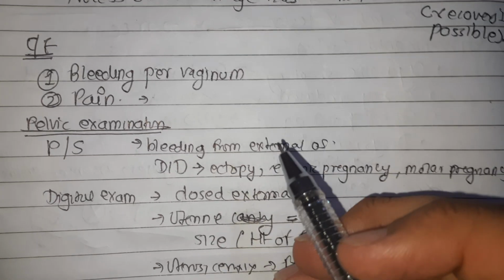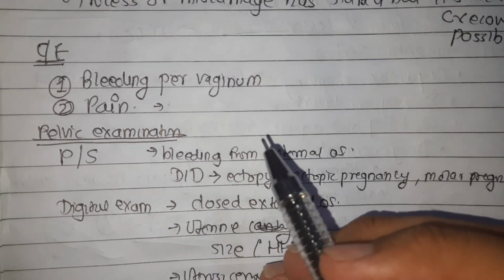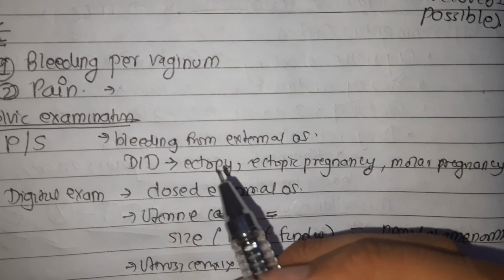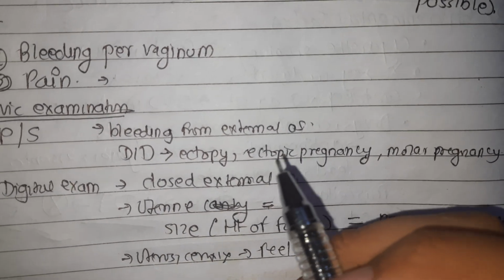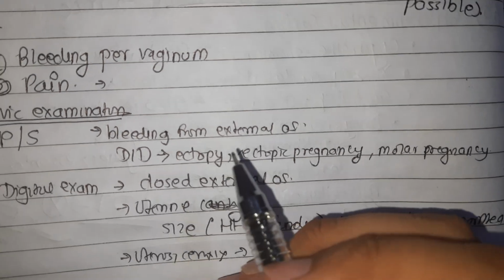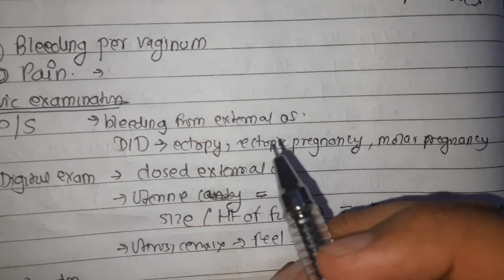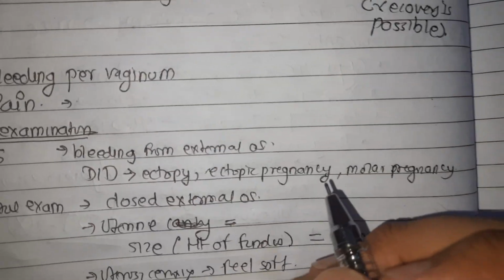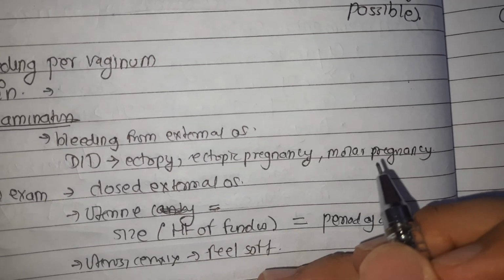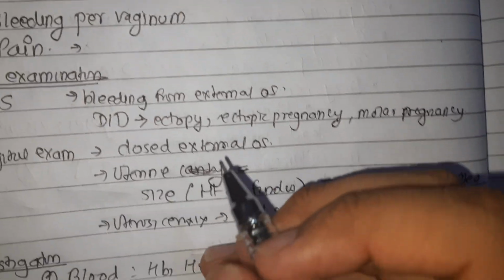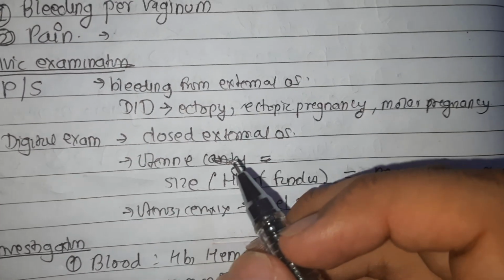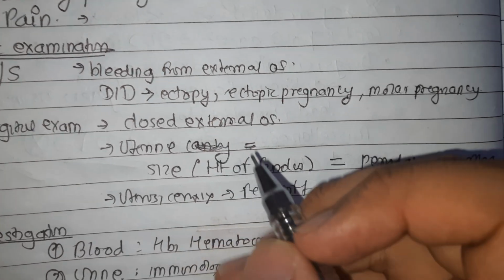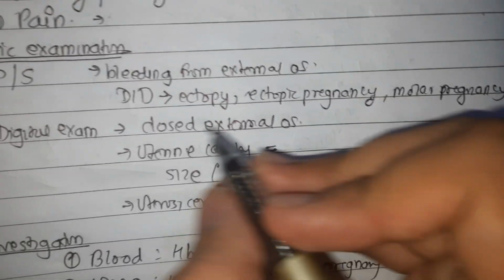On pelvic examination, we should do it as gently as possible. On speculum examination, it reveals the bleeding from the external os. If there is any bleeding, then it escapes from the external os. The differential diagnosis of this bleeding includes ectopic pregnancy and molar pregnancy. And digital examination reveals the closed external os.